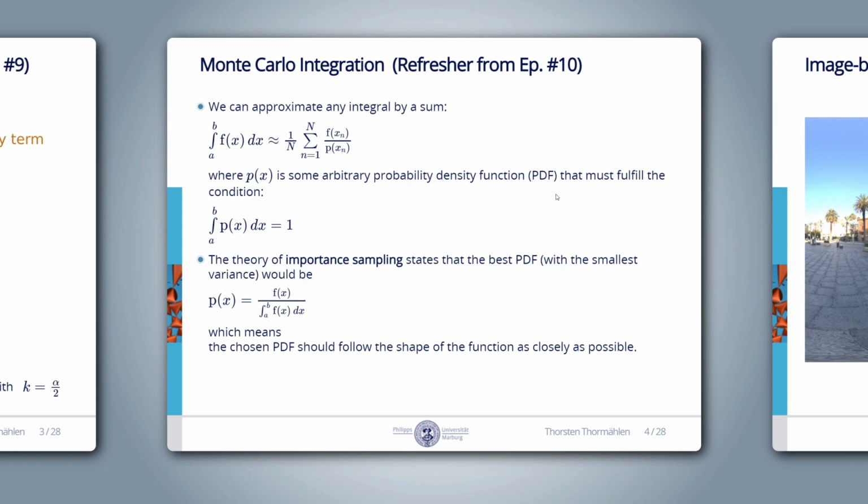The PDF must fulfill the condition that the integral from a to b of p of x dx is equal to 1. When we approximate the integral by sampling and we sum up the contributions as denoted here, this gives us an unbiased estimator. The theory of importance sampling states that the best PDF, which is the one for which the estimator has the smallest variance, would be p of x equals f of x divided by the integral from a to b f of x dx. This means that the sampling density should be high if the function values are high, and the sampling density should be low if the function values are low.